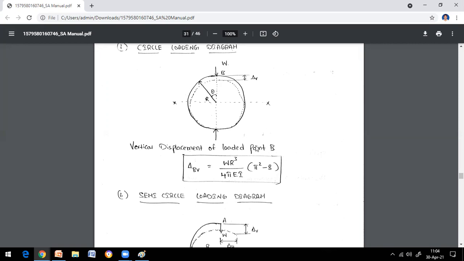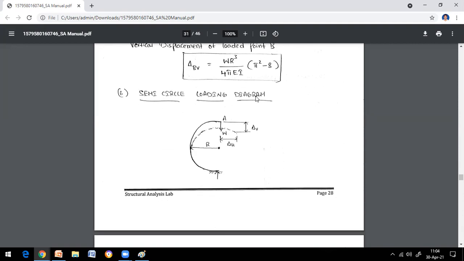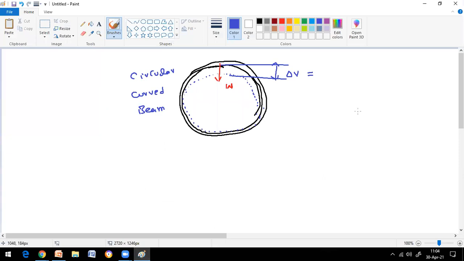That is what about the circular loading diagram in a curved beam. Next, see the semicircular loading diagram. Okay, so let me show that also. Let us take a semicircular beam, which is supported here. The beam is like this, so this beam is supported here. Right, let me apply the load here.